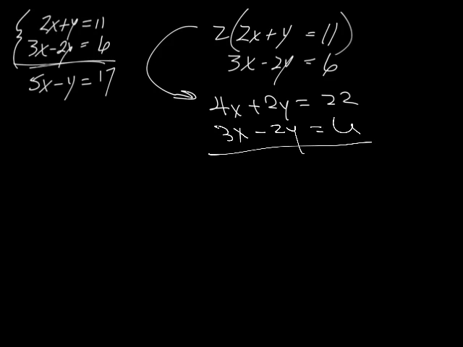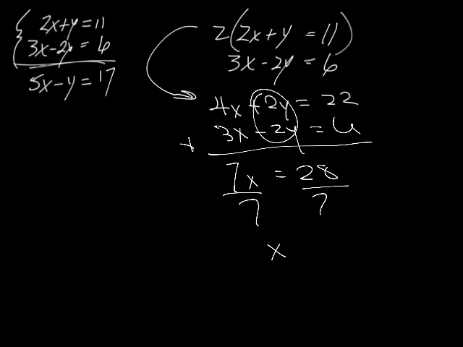Nothing changed there. Now I'm going to add these. 4 plus 3 is 7x. 2y plus negative 2y is 0, equals 22 plus 6 is 28. Divide by 7, my x equals 4.